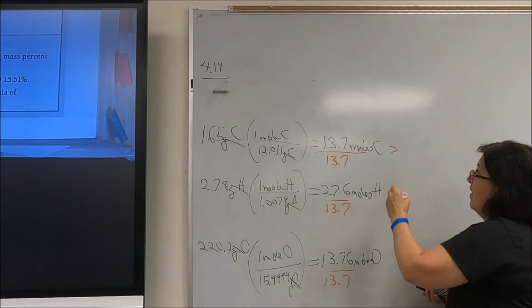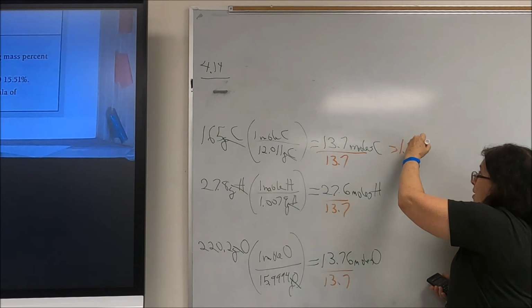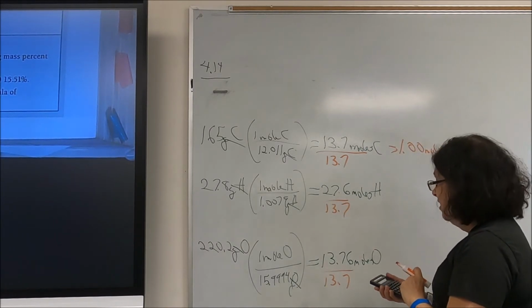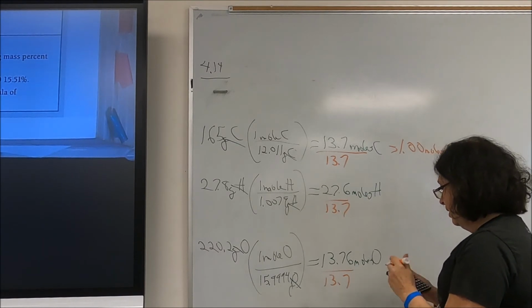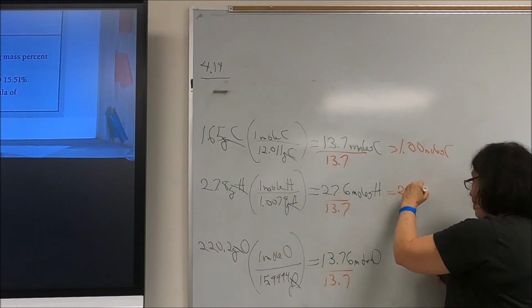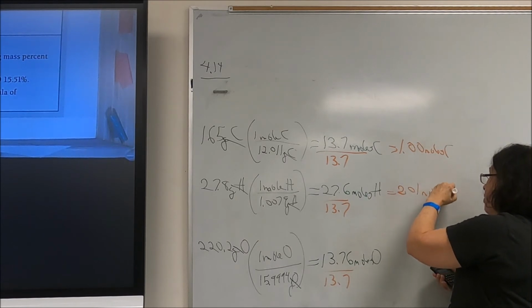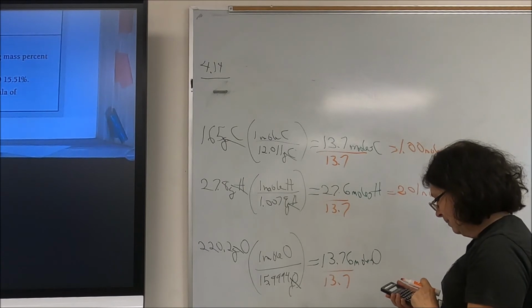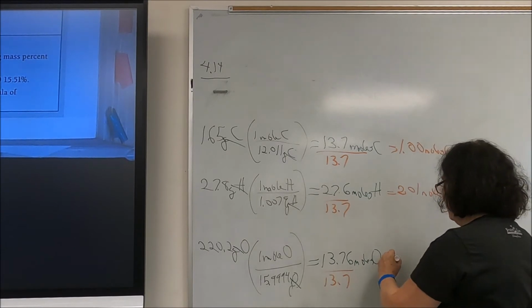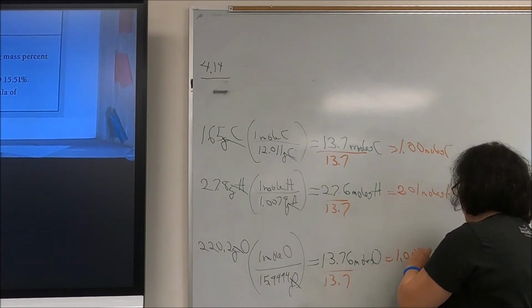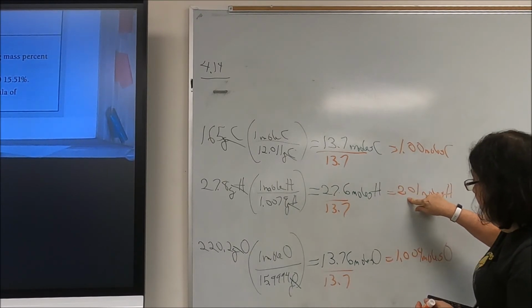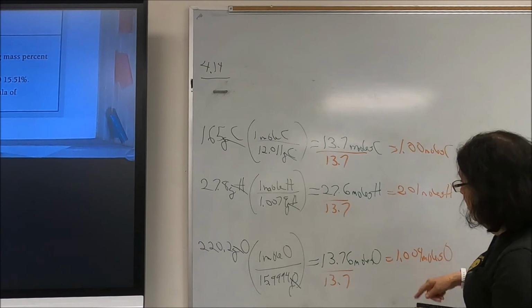So 13.7 divided by 13.7 gives me 1.00 moles of carbon. 27.6 divided by 13.7 gives me 2.01 moles of hydrogen. And 13.76 divided by 13.7 gives me 1.004 moles of oxygen. Now, this is within 0.1 of a whole number.